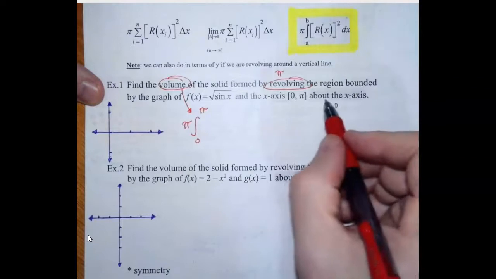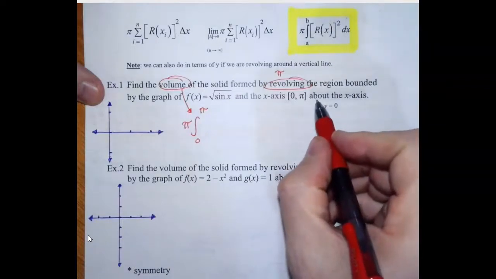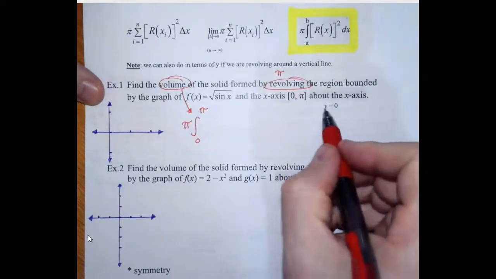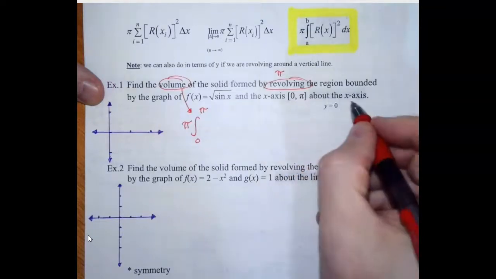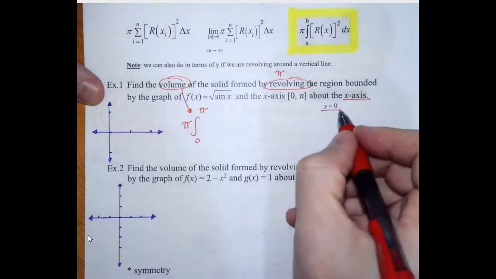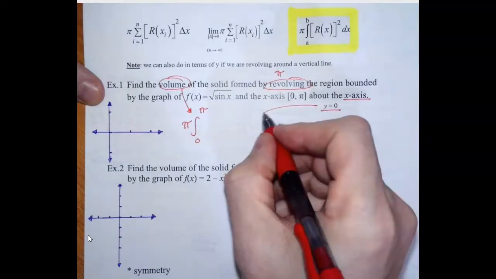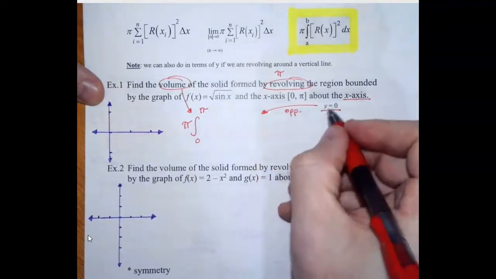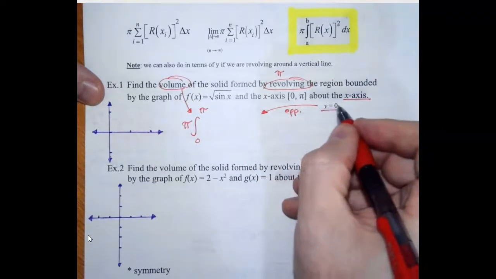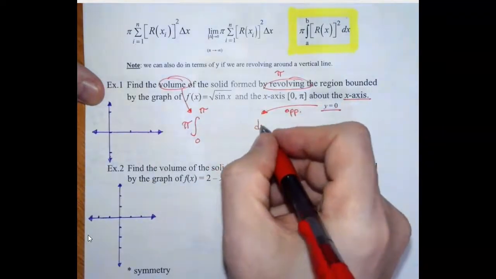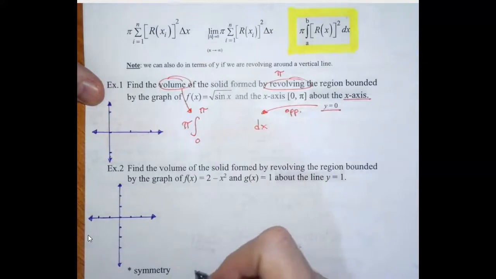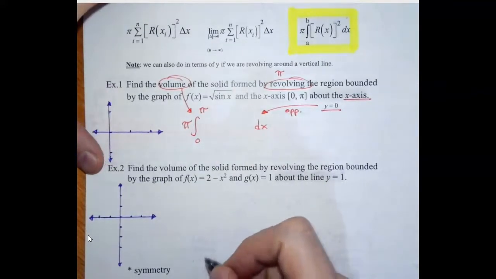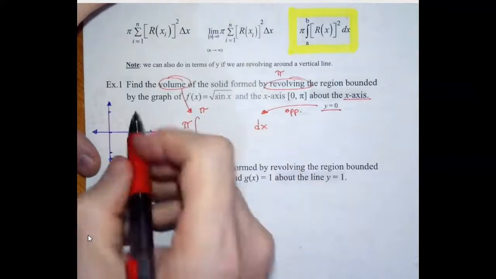So what I want you to do is think about the x-axis, think about the equation of the x-axis. The equation of the x-axis is y equals 0. And so what we want to do is do the opposite of this letter. So this is y equals 0, so that's going to be dx. Alright, and so let's graph that real fast.